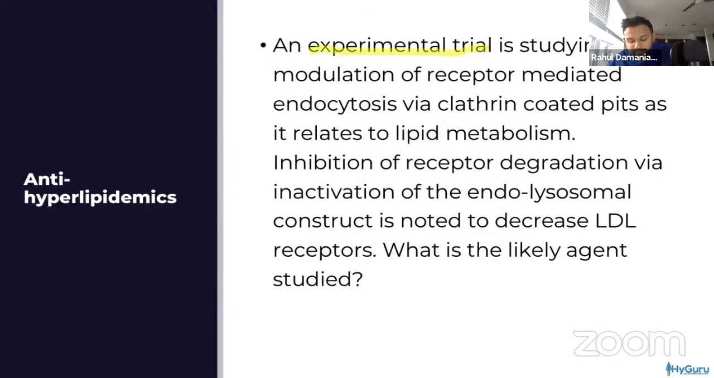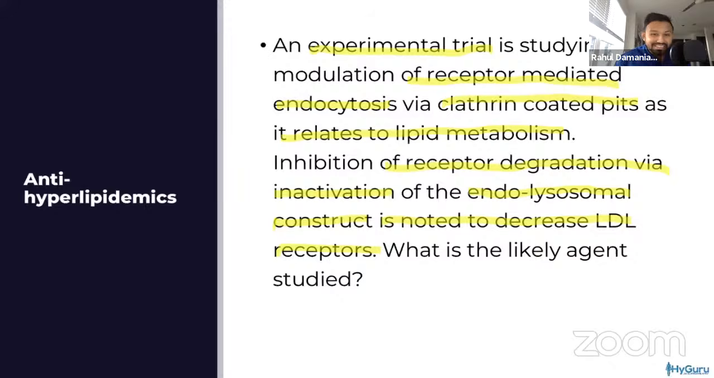So an experimental trial is studying the modulation of receptor-mediated endocytosis via clathrin-coated pits as it relates to lipid metabolism. Inhibition of receptor degradation via inactivation of the endolysosomal construct is noted to decrease LDL receptors. Wow, what an intense experiment. Let's break it down a little bit. When we talk about this experiment, they are looking at receptor-mediated endocytosis. They are talking a little bit about if you make sure that the LDL receptor stays up on the hepatocyte, you can actually decrease LDL levels.